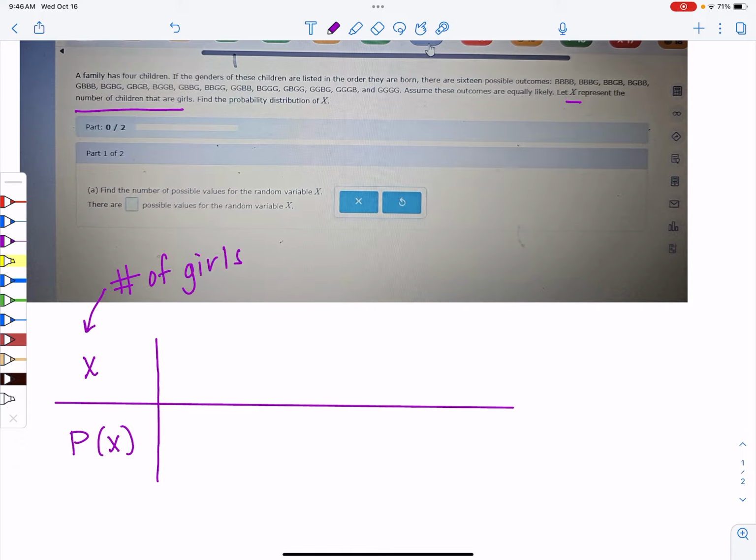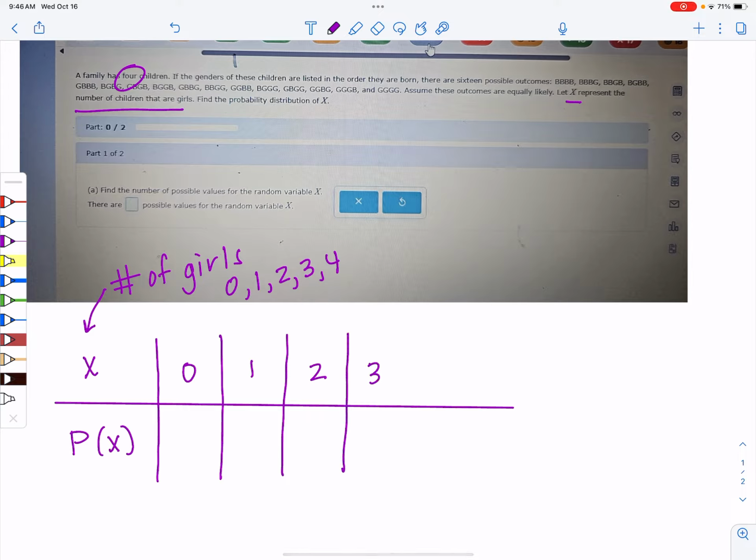All right, so if you think about possible outcomes, right? This is a family of 4 children. That means you could have 0 girls, 1, 2, 3, or they could all 4 be girls. These are the values that are going to go in my discrete distribution for x. All right, and the first question here is how many possible values are there? Well, we just listed them out, and so we can just count them. There's 1, 2, 3, 4, 5 possible values.